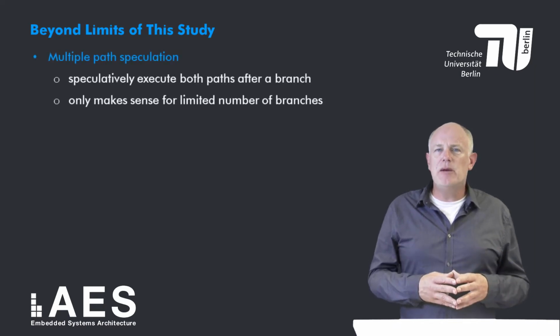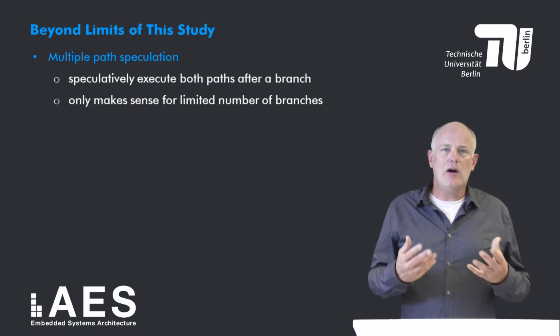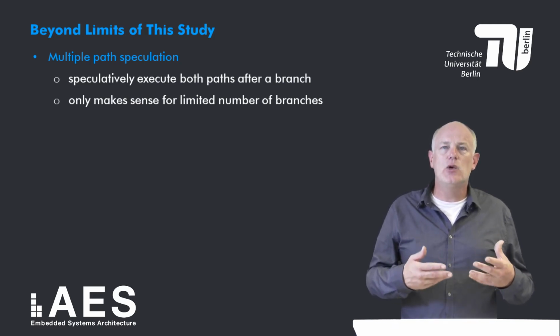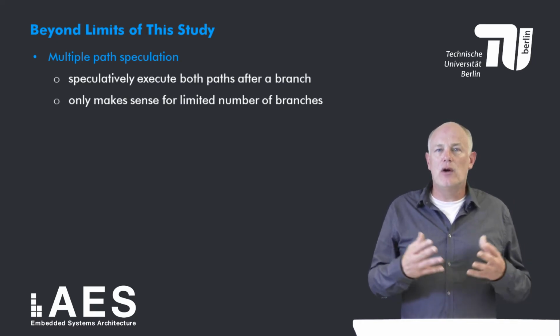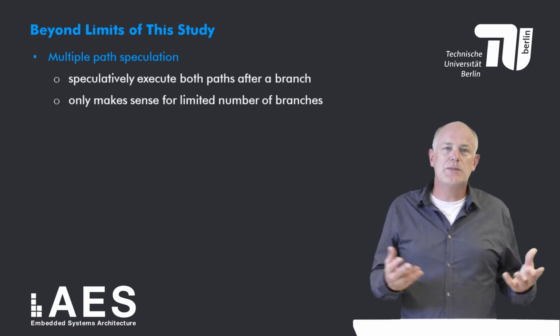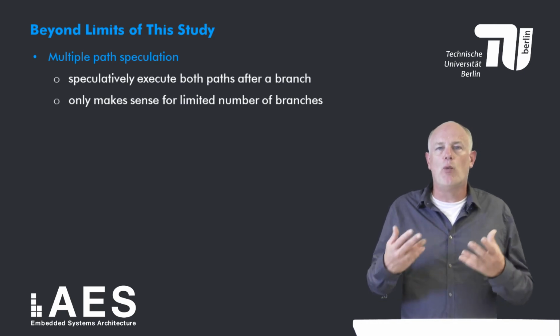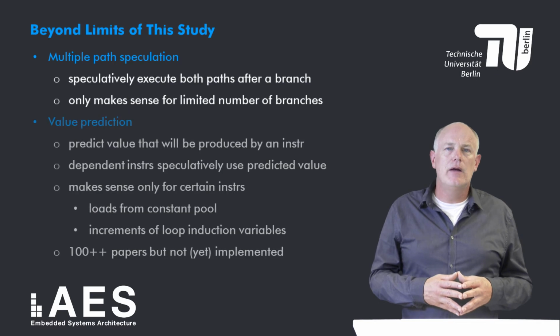One idea that has been proposed is to speculate along multiple branch paths. In other words, to speculatively execute both paths after a branch. This only makes sense for a limited number of branches, since the required hardware resources grow exponentially. Given this high cost, commercial designs have devoted more hardware to predict and speculate on the correct path.